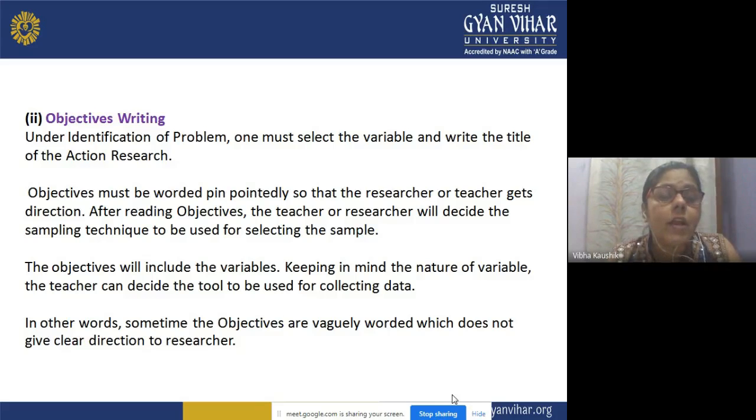In other words, sometimes the objectives are vaguely worded, which does not give clear direction to the researcher. What they are saying is, when we are framing our objectives, they should be in a clear form. If we frame the objectives in vaguely worded language, then it will not give direction to the researcher.